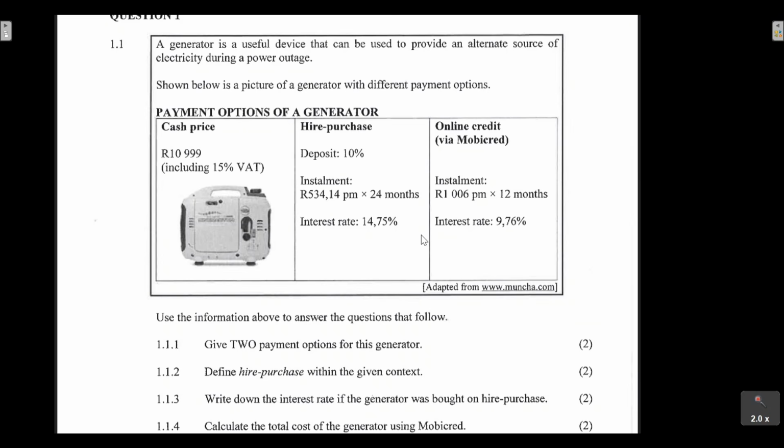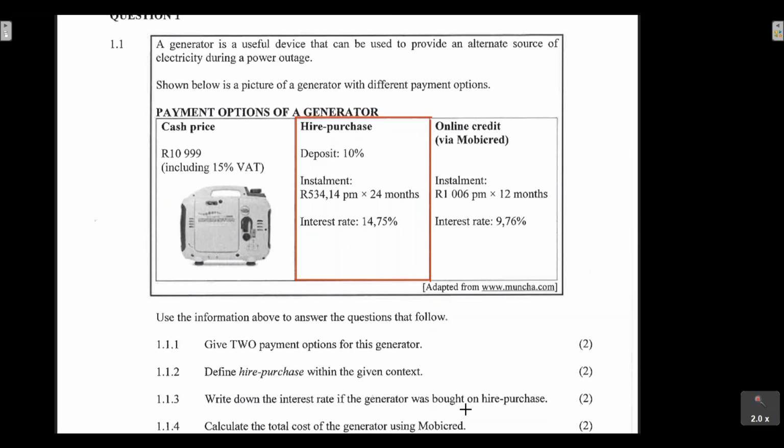But when they say within a given context, we need to look at the box that is given to us, which gives us information about how the hire purchase agreement is going to go. In our explanation, we need to include that deposit and the installments. That's when we will be actually answering this question using the given context. So how would we define hire purchase within the given context? We'd still say the same thing, but now we'd include the deposit and the installment value.